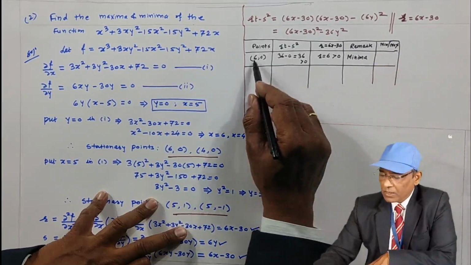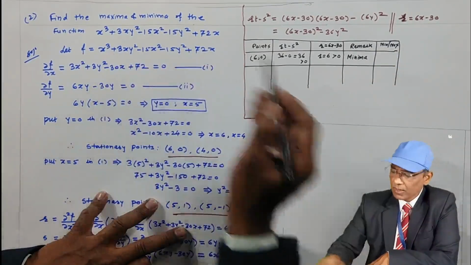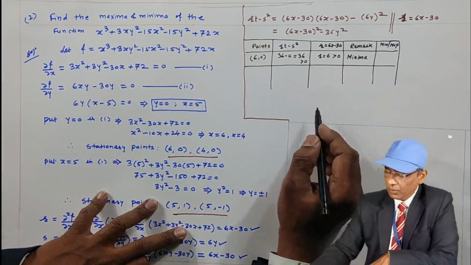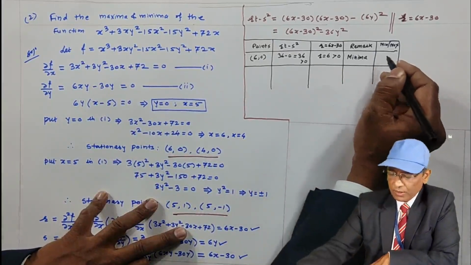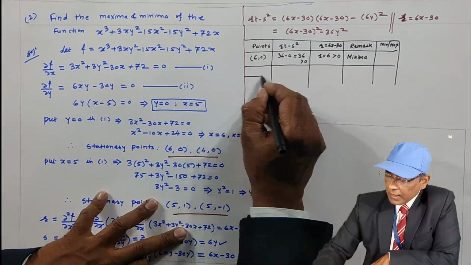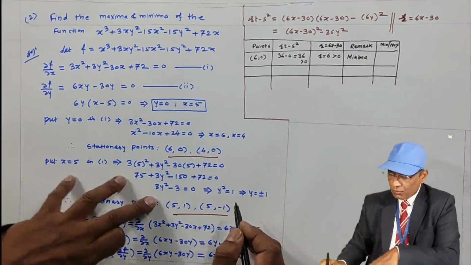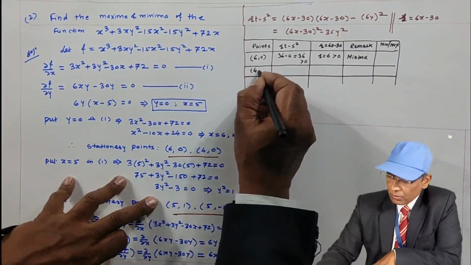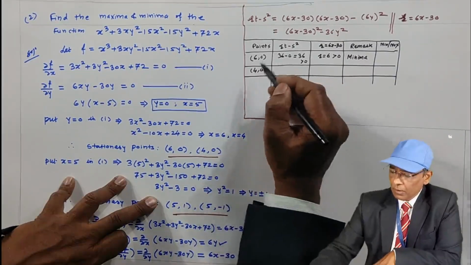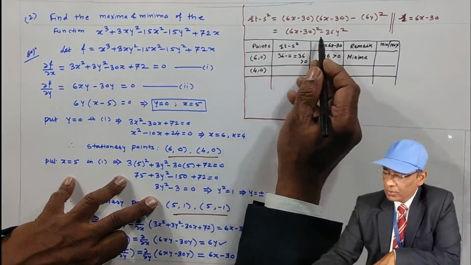At (6, 0), how do you find it? Put x equal to 6 and y equal to 0. I am not finding it, but if required, you can find it out. Now, what is the next point? The next point is (4, 0). Put x equal to 4 and y equal to 0.